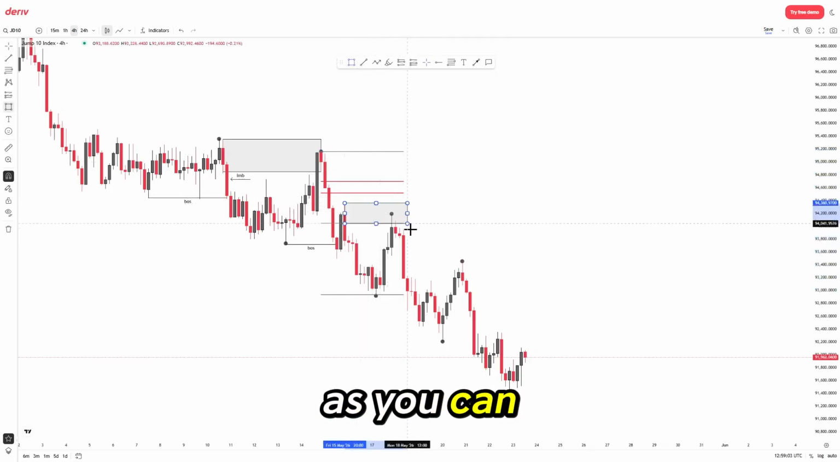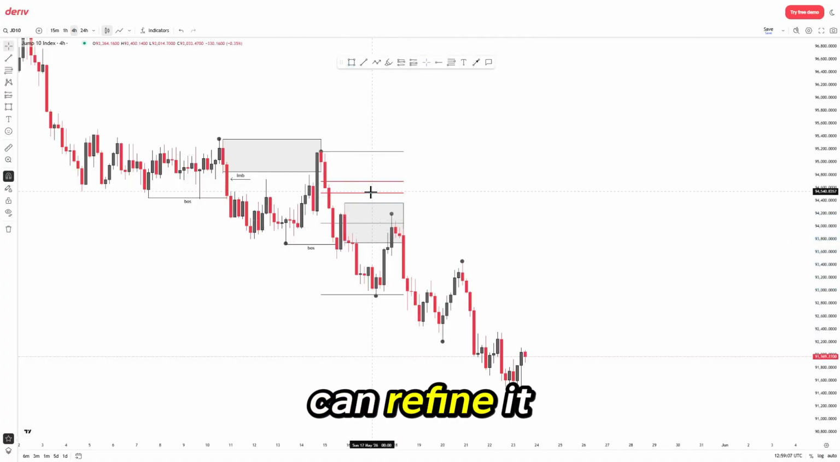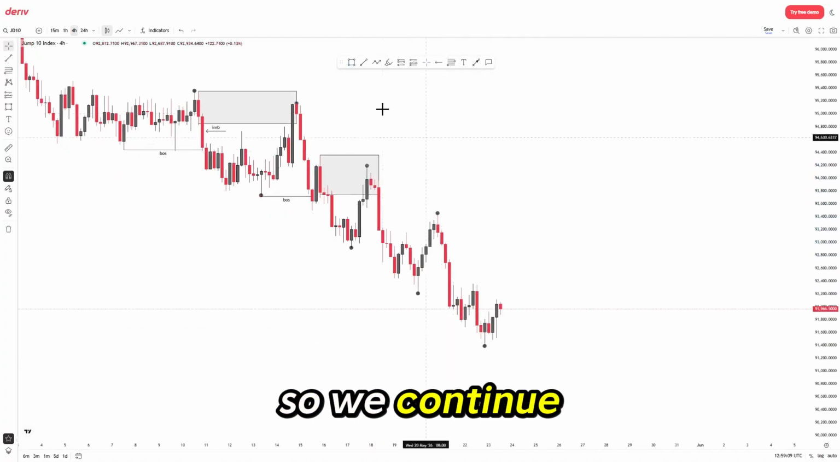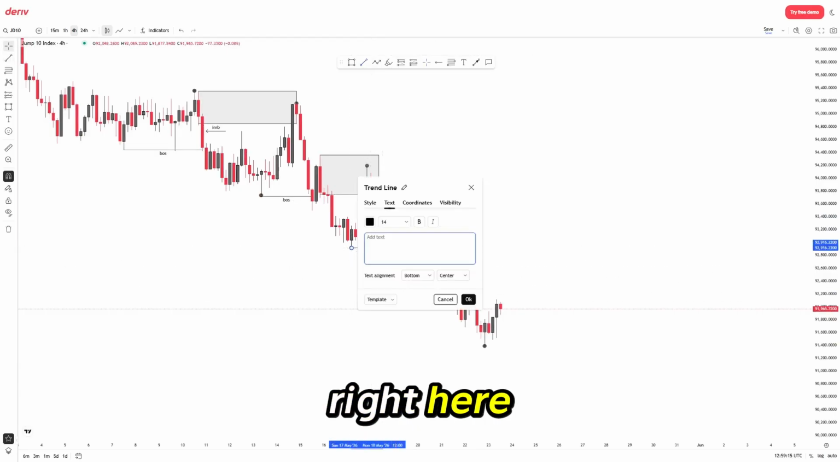So around here, as you can see, around this point we have this order block, but like you can refine it on the lower time frame. So we continue with the structure. Currently we have another break of structure right here, just like that.